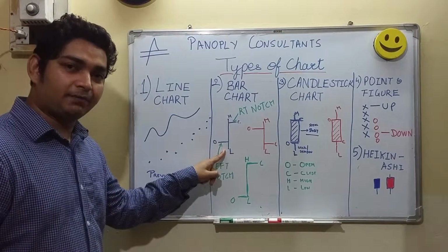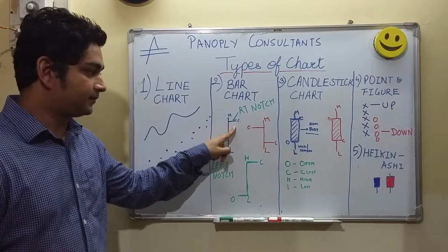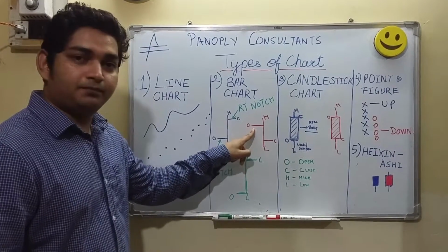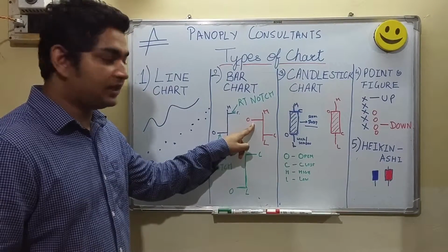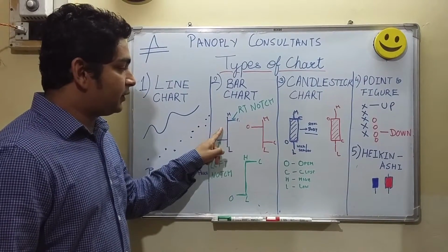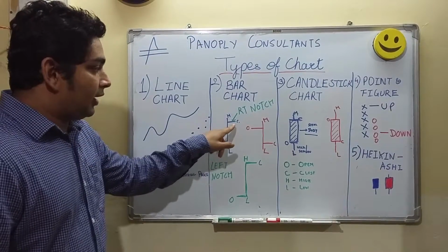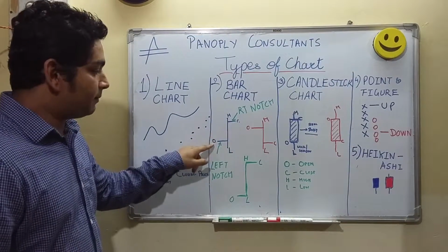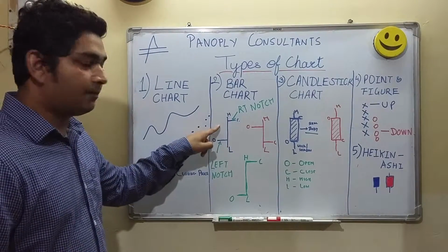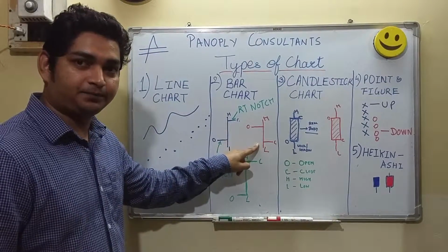Now in both the bars, whether it's a buy bar or a sell bar, the left notch will always represent the opening price and the right notch will always represent the closing price. The difference between a buy bar and a sell bar is this: if the closing price is above the open price, then it is a buy bar. If the closing price is below the open price, then it's a sell bar.